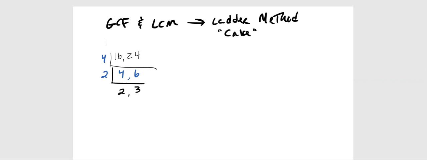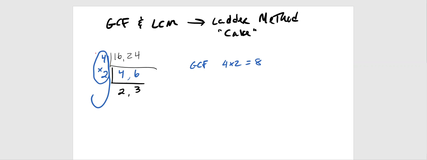So how do we make use of this information? Well, as a quick reminder, what I like to do is I like to put a big G around those numbers just going down the left-hand side. And that's going to remind me that my GCF, my greatest common factor, is made up of those numbers, 4 times 2, which is 8.